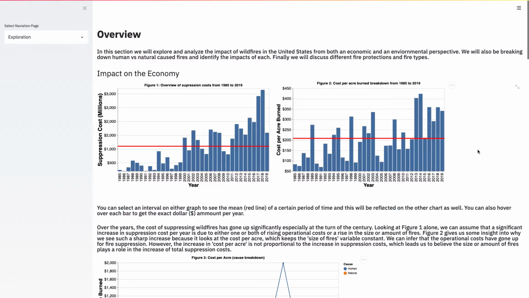So, our exploration goes into the impact of wildfires in the US from both an economic and an environmental perspective. We go in depth on human versus natural cause fires and also a breakdown of fires by state. We start off by looking at the impact of wildfires on the economy. Our first set of charts show the suppression cost along with the cost per acre burned over a 35-year period. The red line depicts the mean of the data over that period of time. You can select a specific time interval, and the mean will adjust accordingly on both charts to give you better insight.